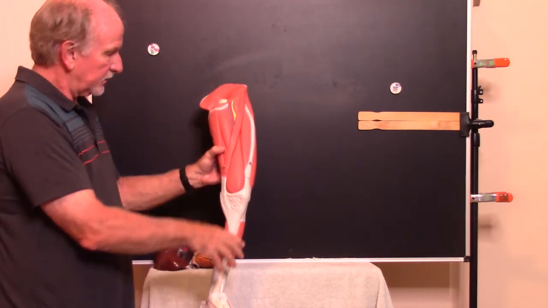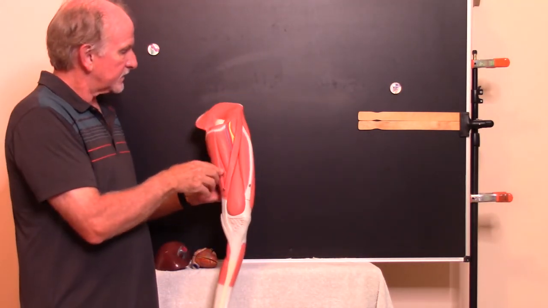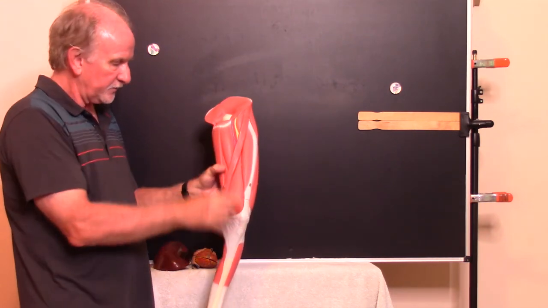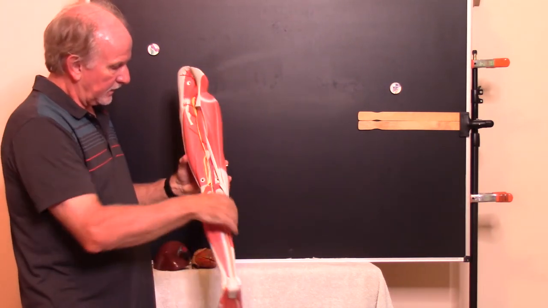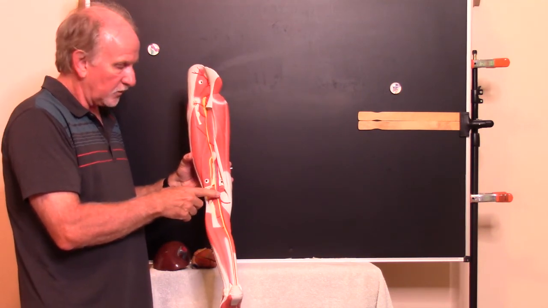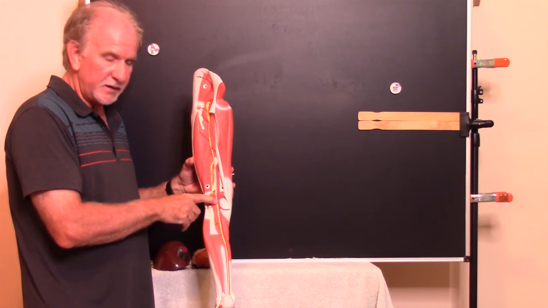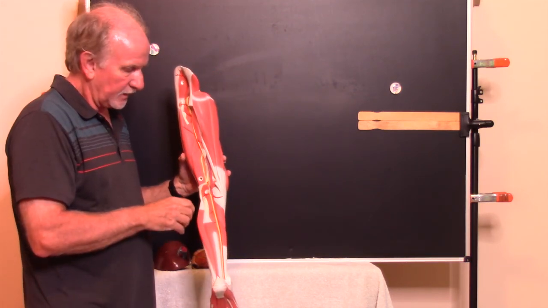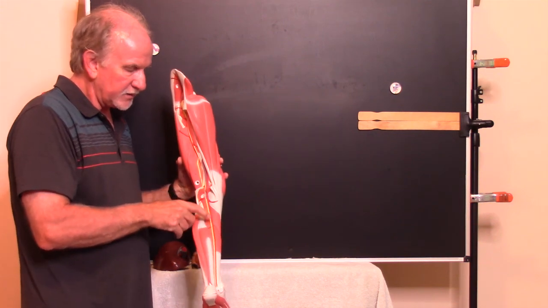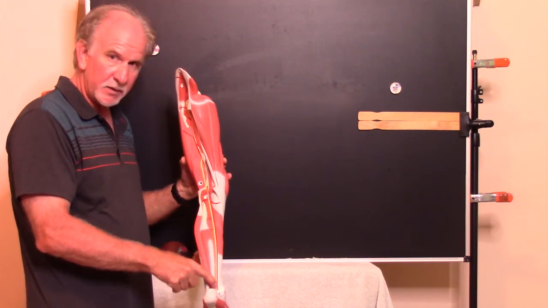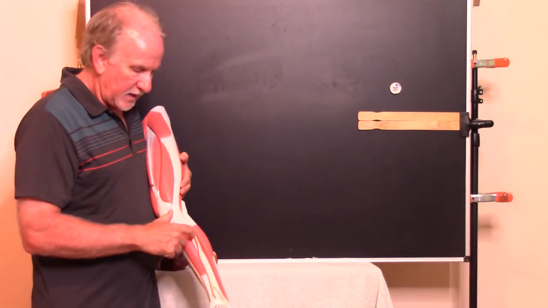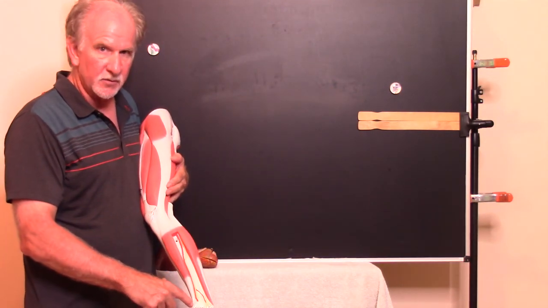So in the lower extremity, we can see the femoral artery and femoral vein. And then behind the knee are the popliteal artery and the popliteal vein. And then the popliteal artery continues as the posterior tibial artery. And then on the front side would be the anterior tibial artery.